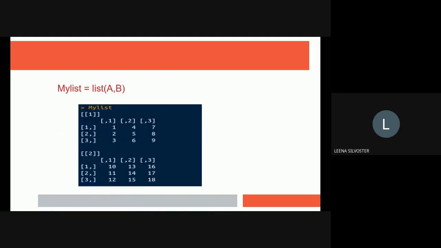Then a list is created with A and B. A is a matrix and B is also a matrix. So first it will be printed like this. First component, in square brackets 1. Within that, the first matrix, this one is the A matrix, is printed, and within the second component the B matrix is printed.